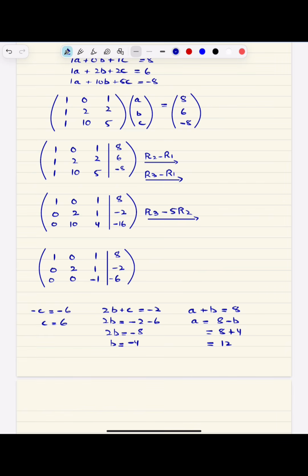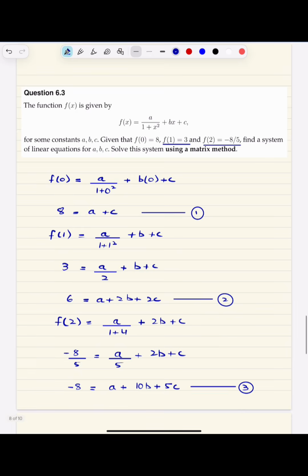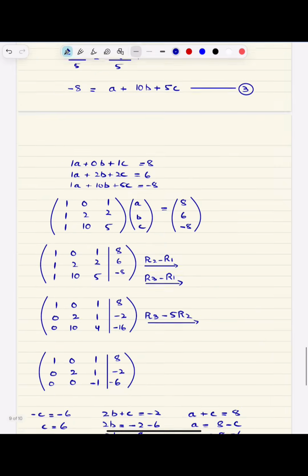So let's check our answer. Oh, sorry, this is actually c. Sorry, that was the last. So this becomes 8 minus 6, so a is 2. Okay. So what else? Solve the system using a matrix. That's what we wanted to do. So this question is done.